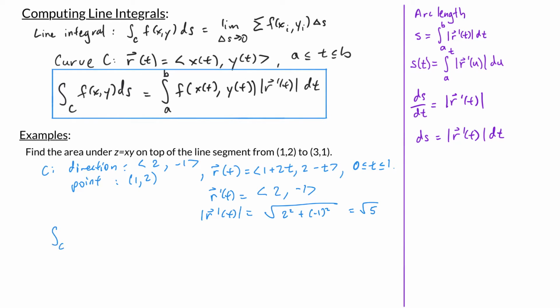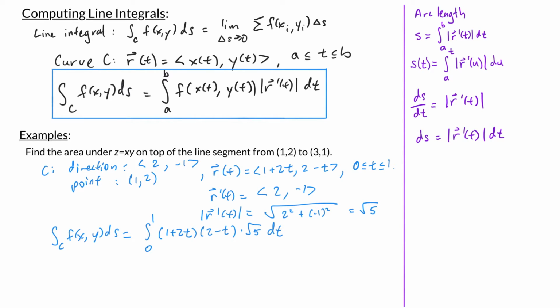So the line integral using our formula is the integral of f of x, y. In this case it is x times y, but we want to write this in terms of our parameterization. So x is 1 plus 2t, y is 2 minus t, then I have the magnitude of r prime, so that's times the square root of 5 dt, and we're evaluating this integral from 0 to 1.